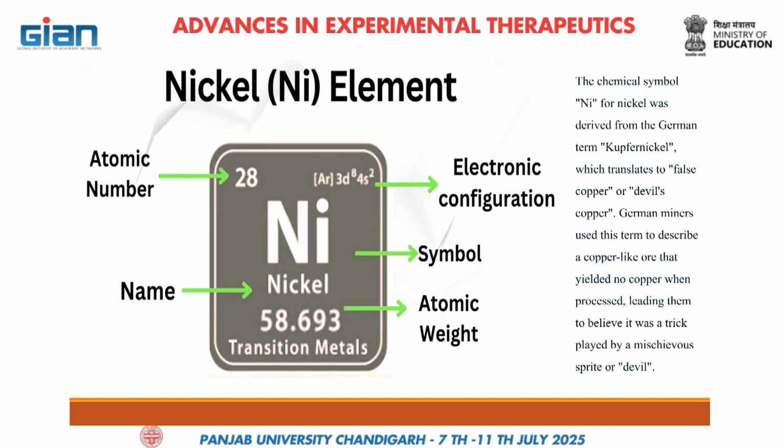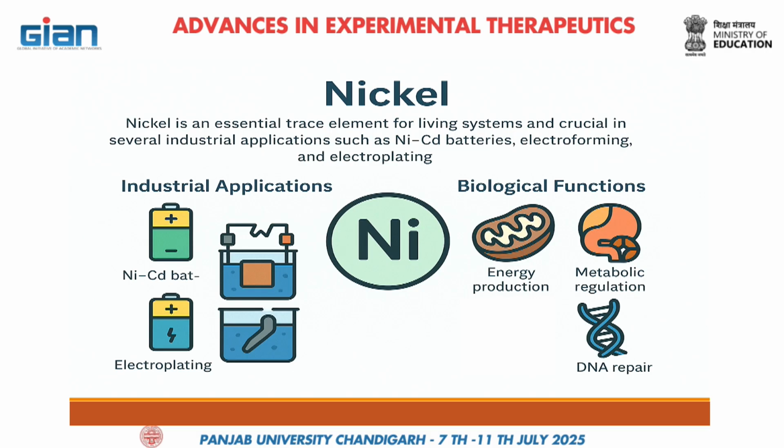The chemical symbol Ni for nickel was derived from the German term Kupfernickel, which translates to false copper or Old Nick's copper. The German miners used this term to describe a copper-like ore that yielded no copper when processed, leading to the belief that it was a trick played by the devil. Nickel is an essential trace element for living systems and crucial in several industrial applications.